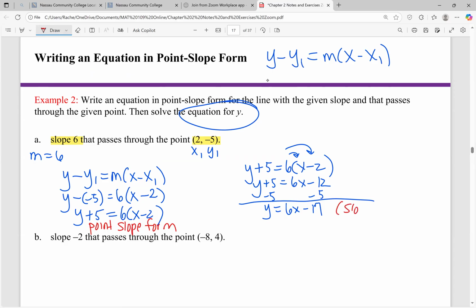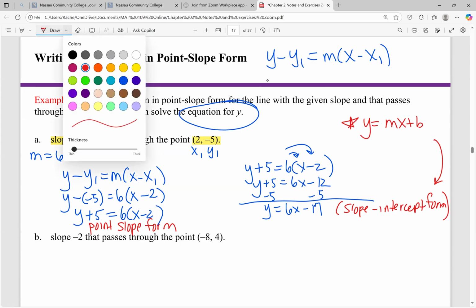So this is called slope intercept form. Because we're able to identify m and b, right? The slope and the y-intercept when we have it in this form. And just remember y equals mx plus b. That's my slope intercept form. So we're just writing it two different ways. So let's do one more example. Let's look at B.